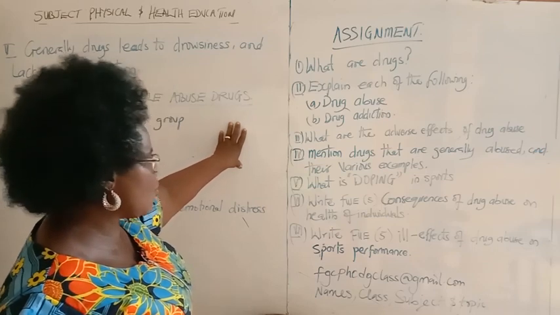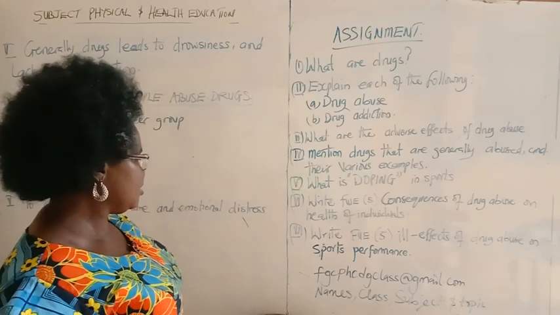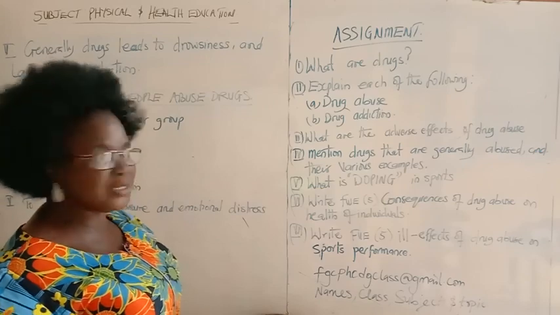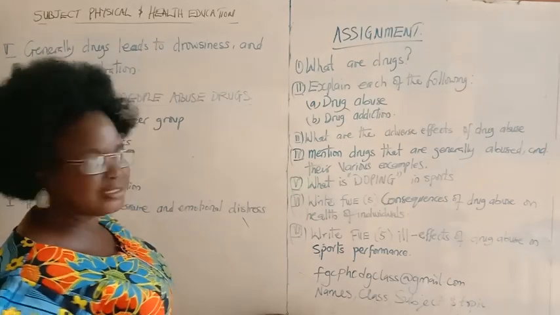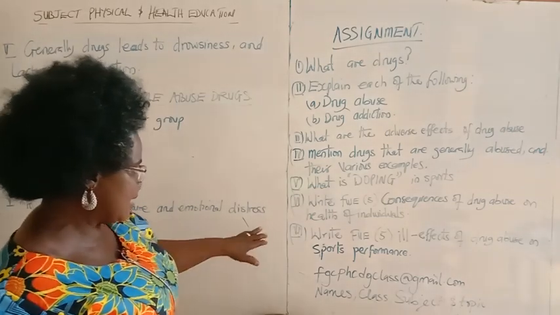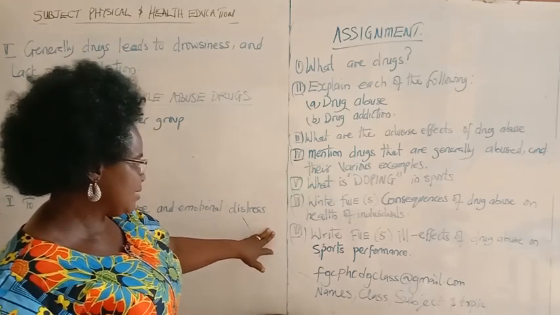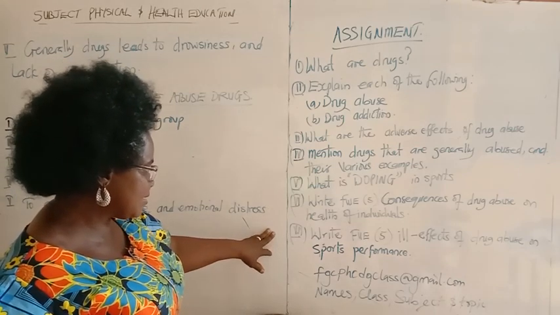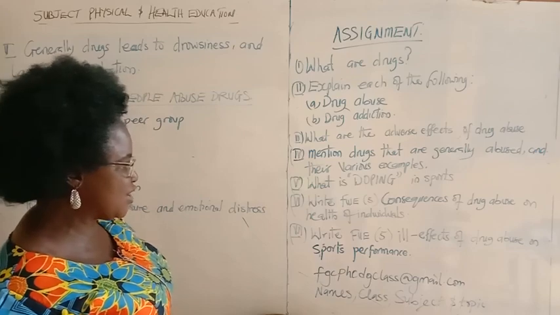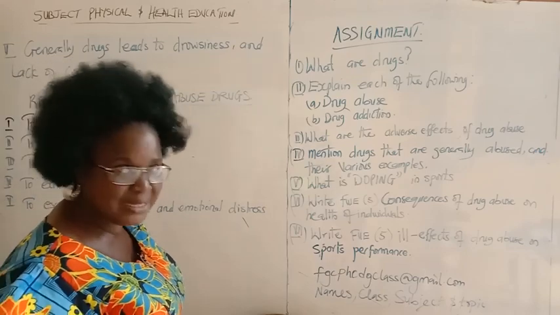Now, the fifth one, what is doping in sports? Sixth one, write 5 consequences of drug abuse on health of individuals. And then finally, the 7th one, write 5 ill effects of drug abuse on sports performance.